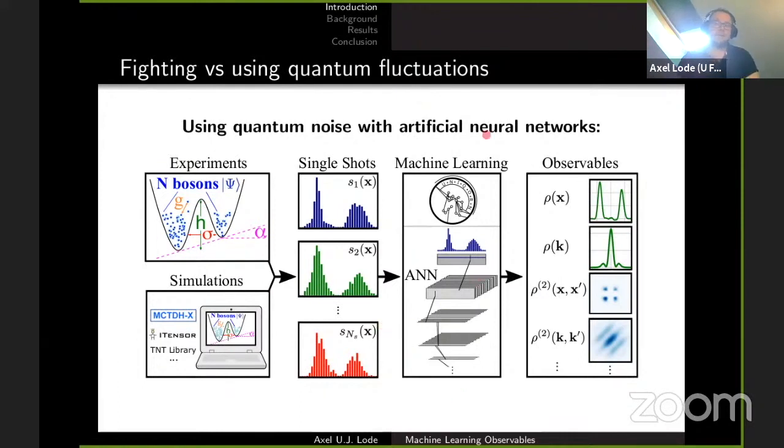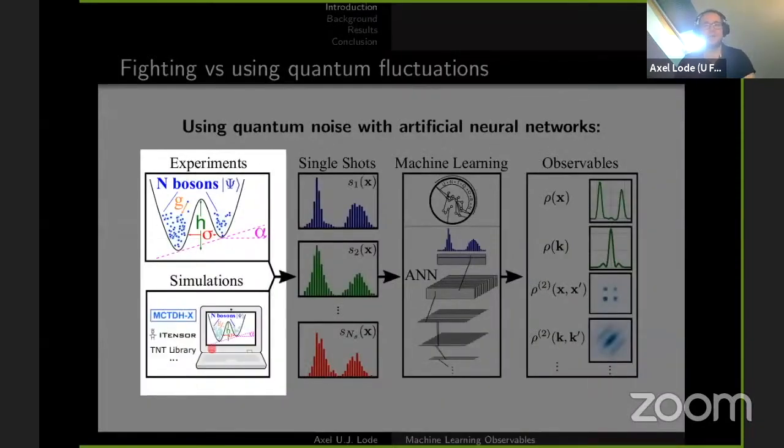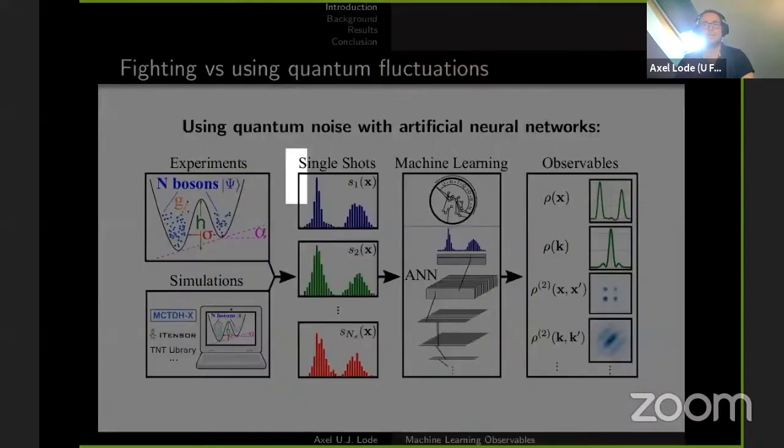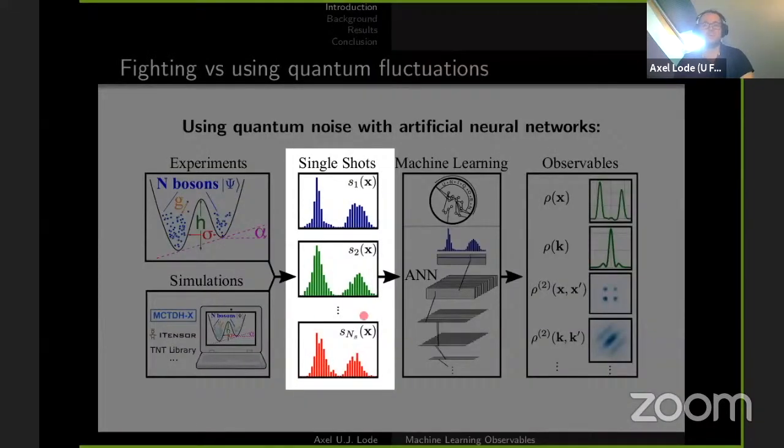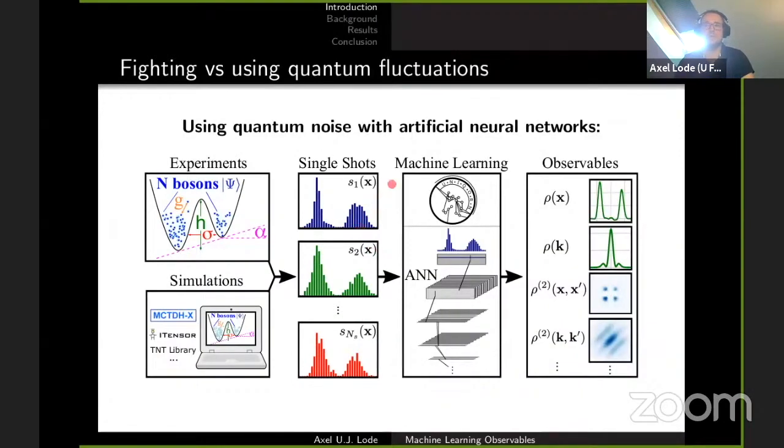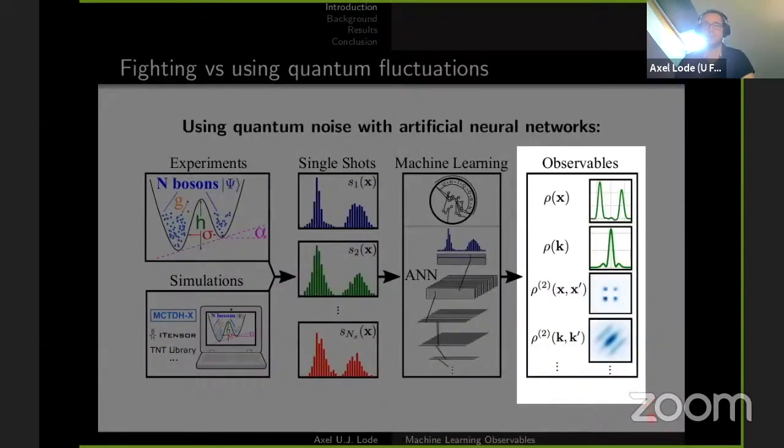On a higher level, this slide also repeats the outline of the talk. First, I'm going to discuss the input data, which we generate by simulations, but equivalently they could be just images of ultracold atoms. Pictorially, these images are represented here, and we are going to feed this data into a machine learning algorithm in order to extract distributions of observables, like the density in position space, momentum space, or the two-body density in position or momentum space.